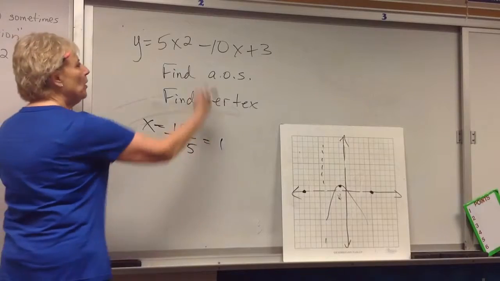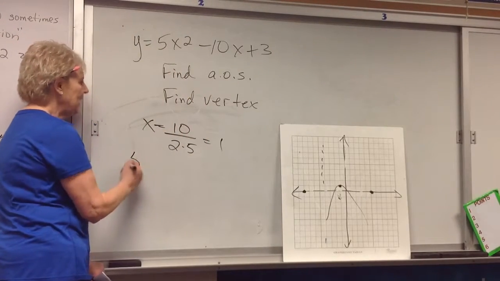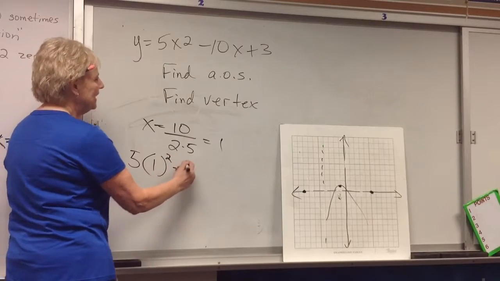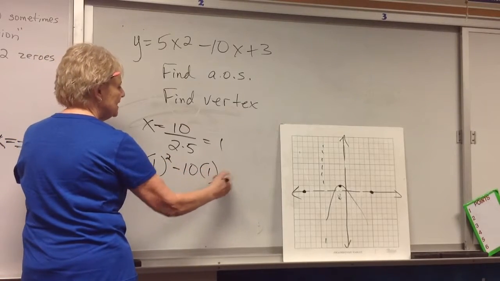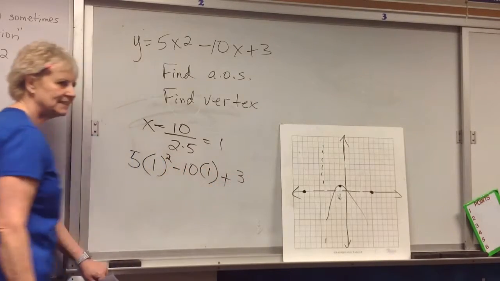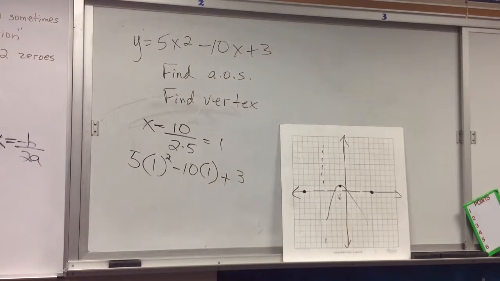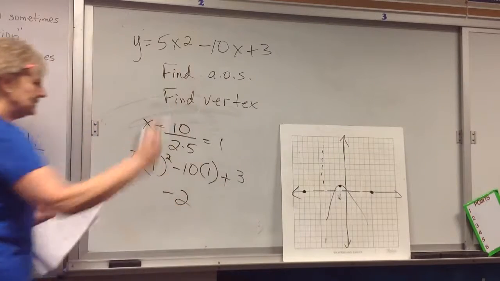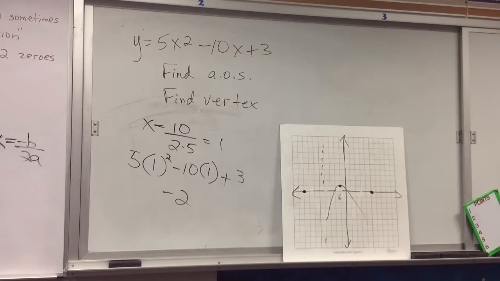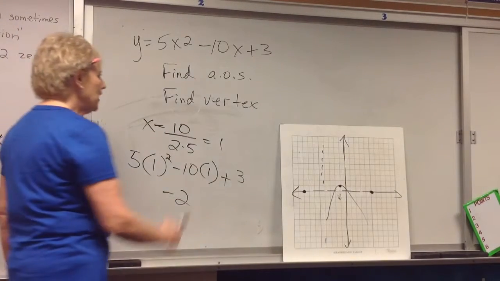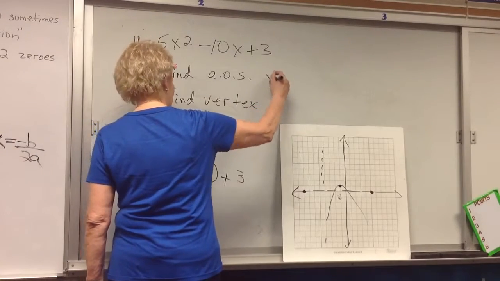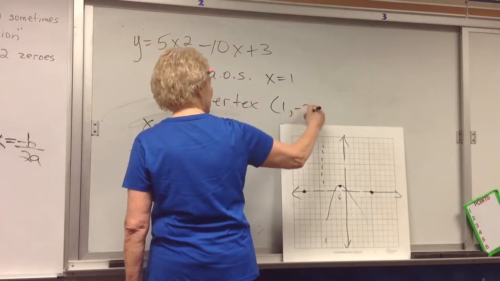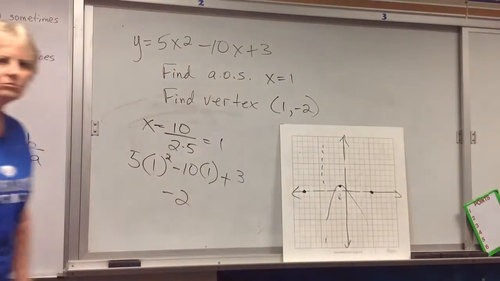All right, then you put 1 in. 5 times 1 times 1, minus 10 times 1, plus 3. So your axis of symmetry, you would write x equals 1. Your vertex, you would write 1, -2.